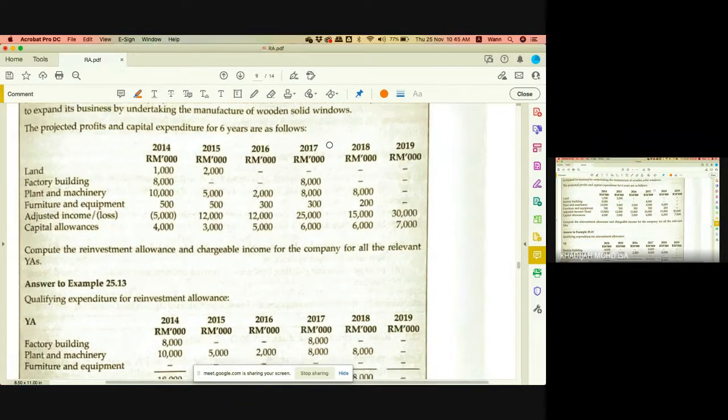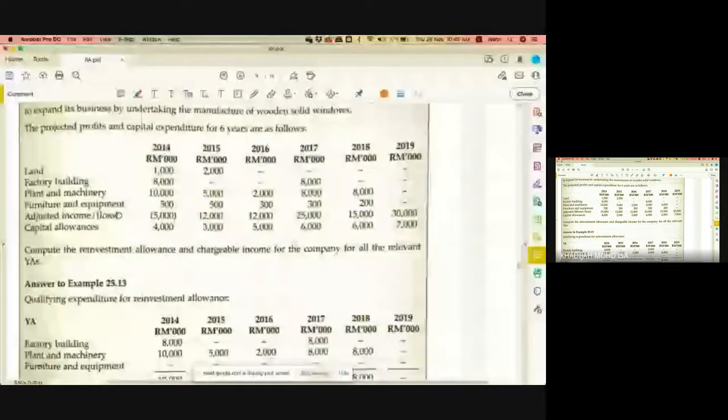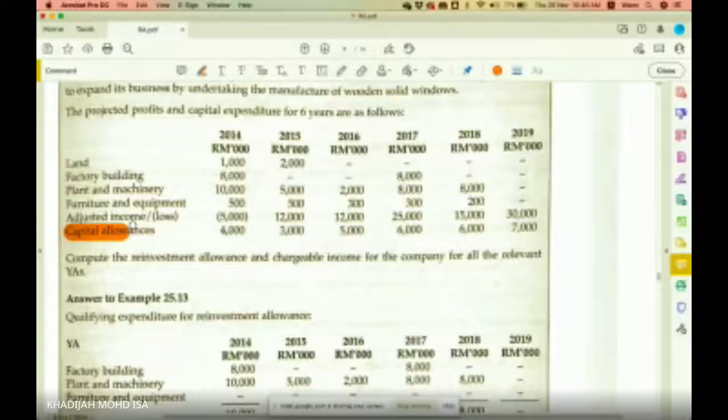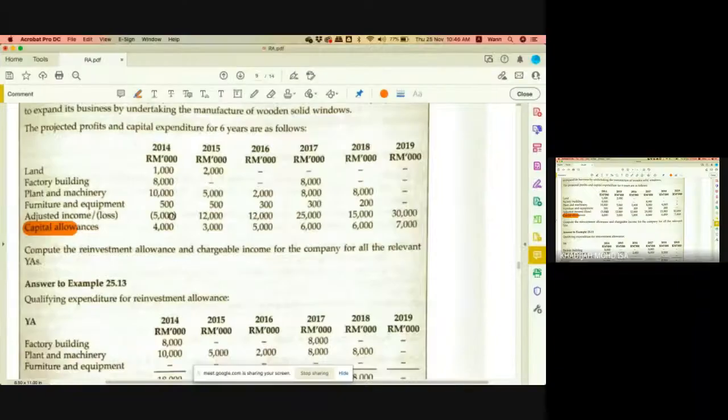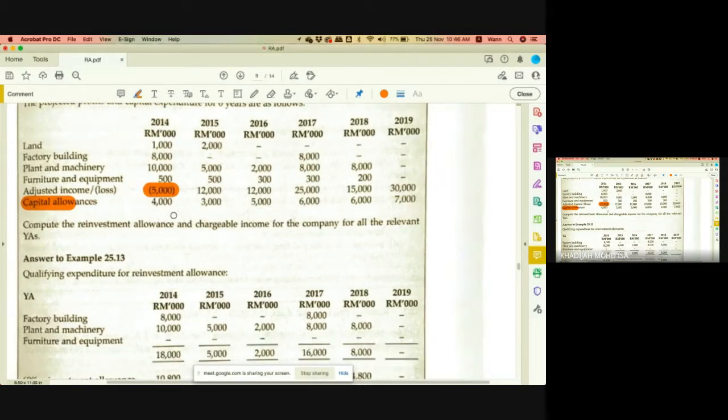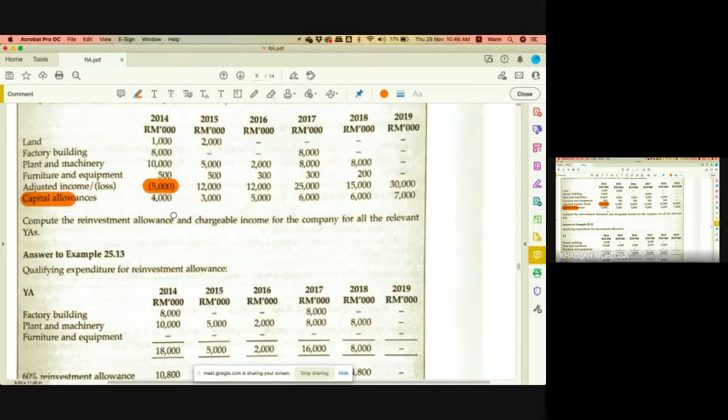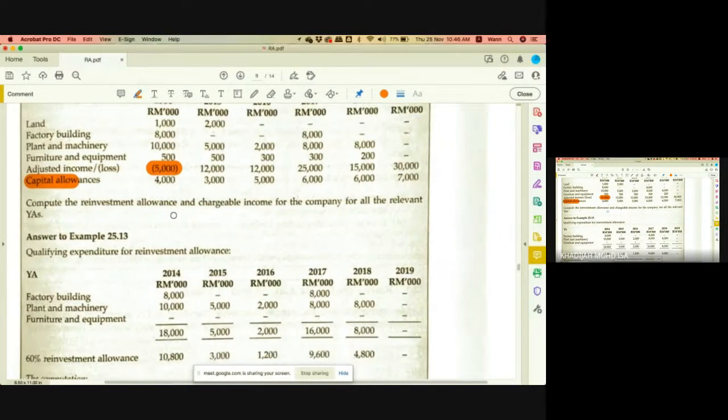So the capex incurred is for land, factory building, plant and machine, furniture and equipment, and you are also given adjusted income and loss and capital allowance. So once you are given the capital allowance, right, when you want to compute the SI, you don't have to do the computation detail, right, not based on this. Right, and remember that in the first year 2014, the company has an adjusted loss of 5,000. Compute the RA and chargeable income for the company for all the relevant years of assessment.